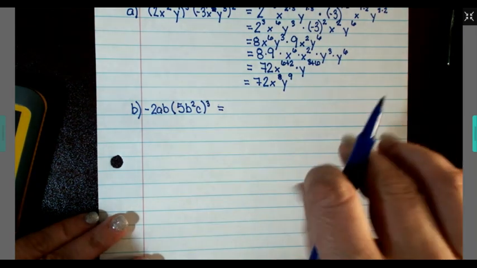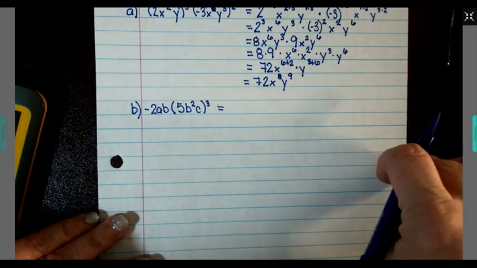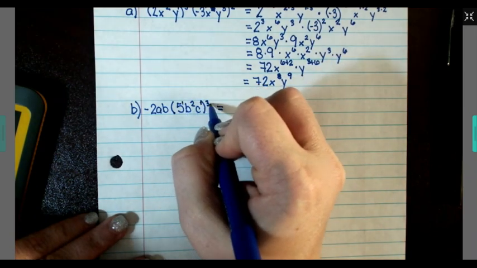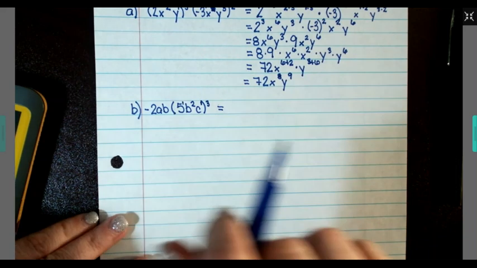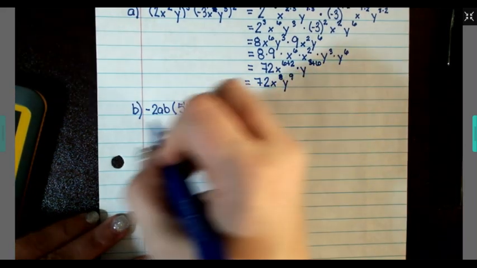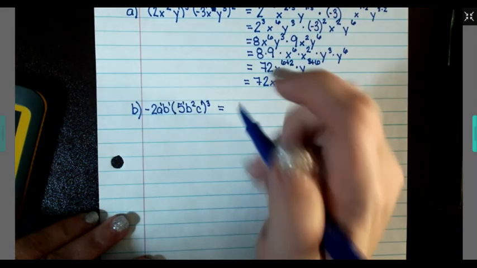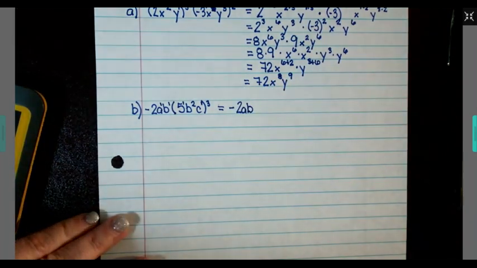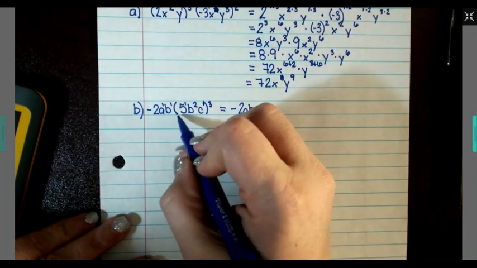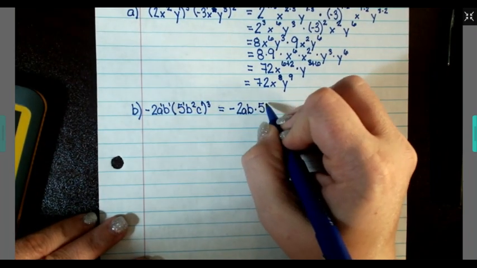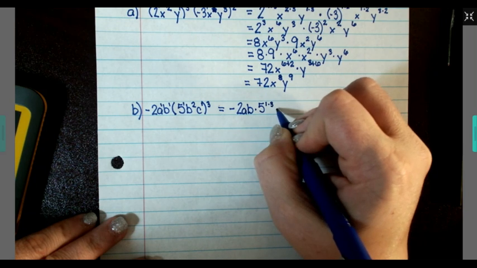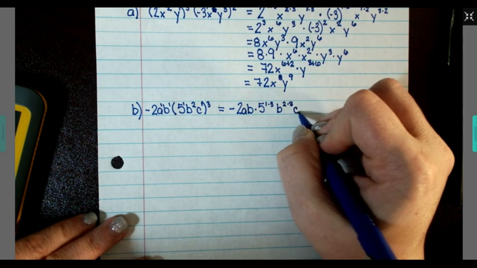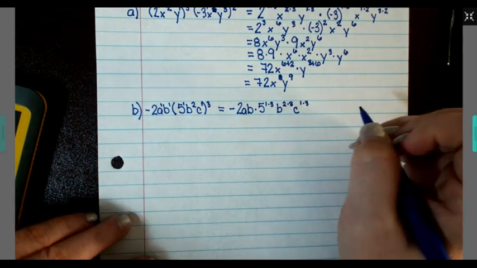So we're going to use the power of a product property and multiply these by the 3. Everything that's in the parentheses, those exponents are getting multiplied. This out here in the front stays like it is. So we're just going to bring that over for right now. We're not ready for it yet. Okay. We got 5 to the 1 times 3. B to the 2 times 3. And C to the 1 times 3.